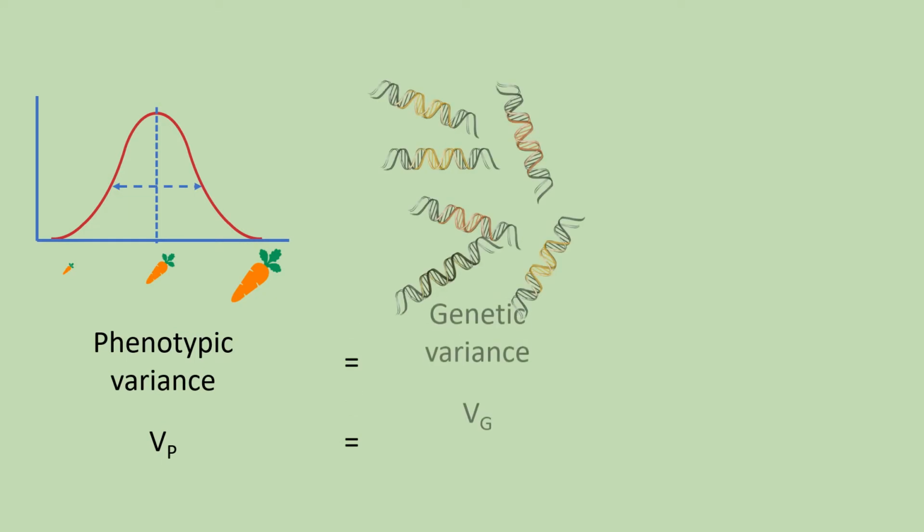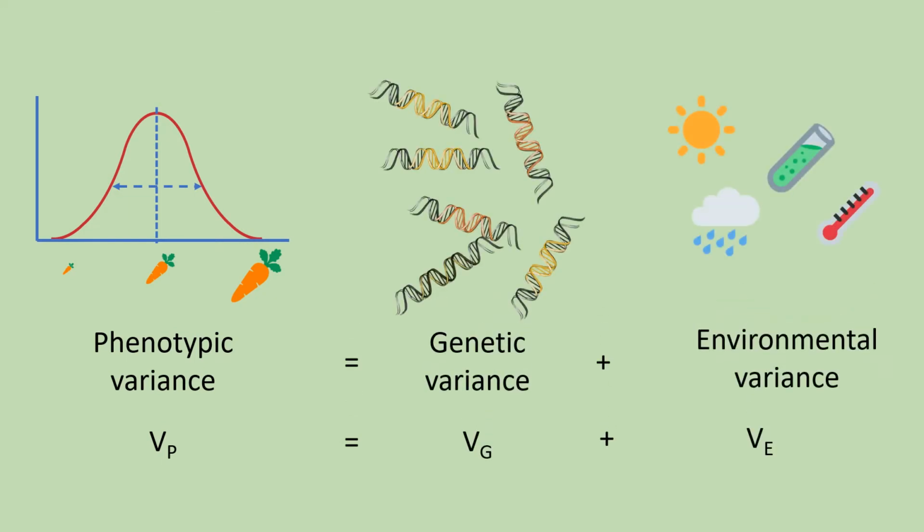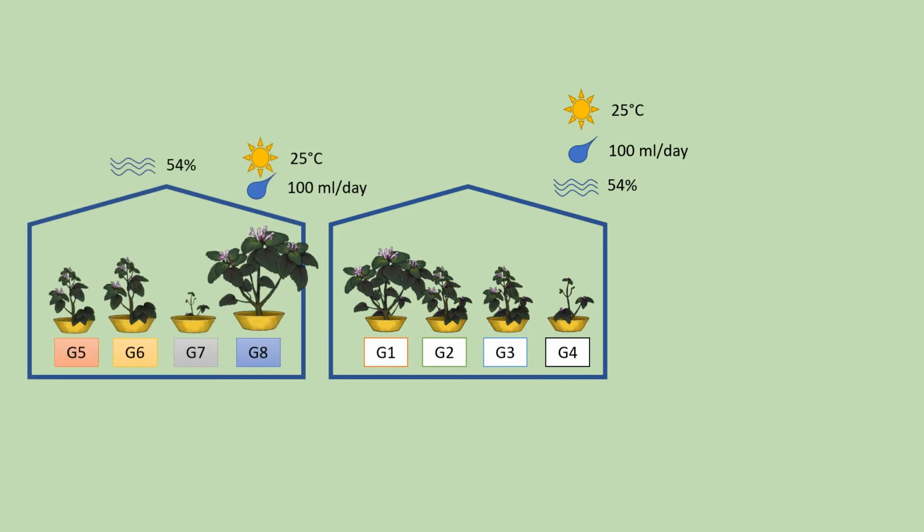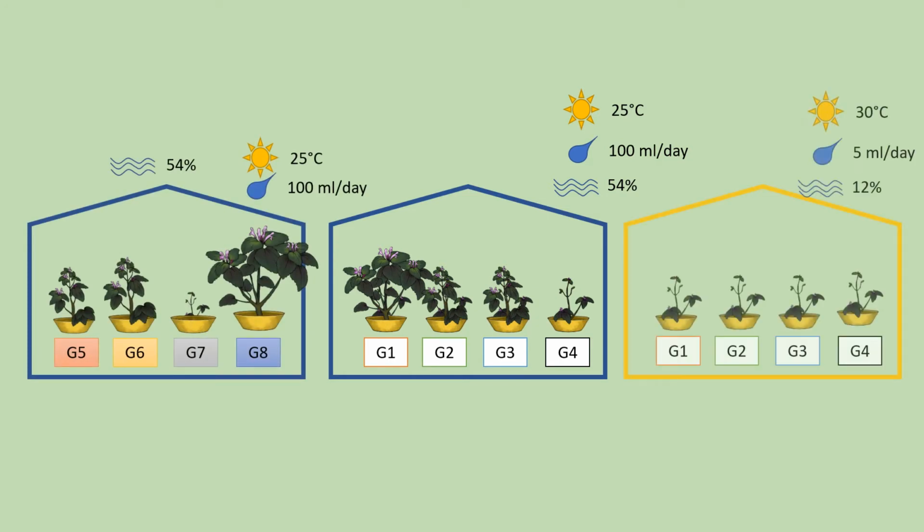Phenotypic variance of quantitative traits is the sum of their genetic and environmental variance. Both of these variance components can be estimated by controlling for the environment of growth or for the genetic composition of the population.